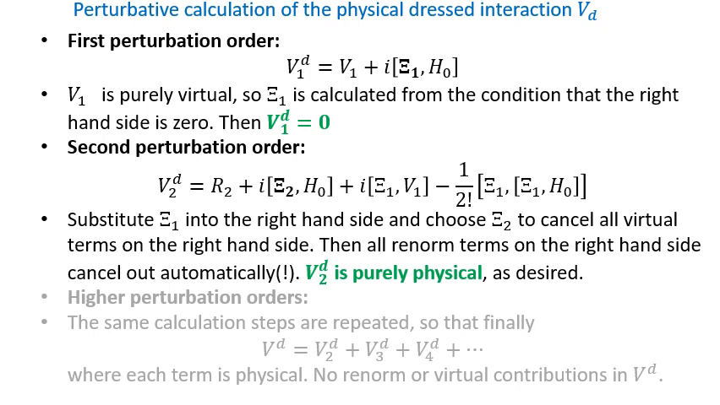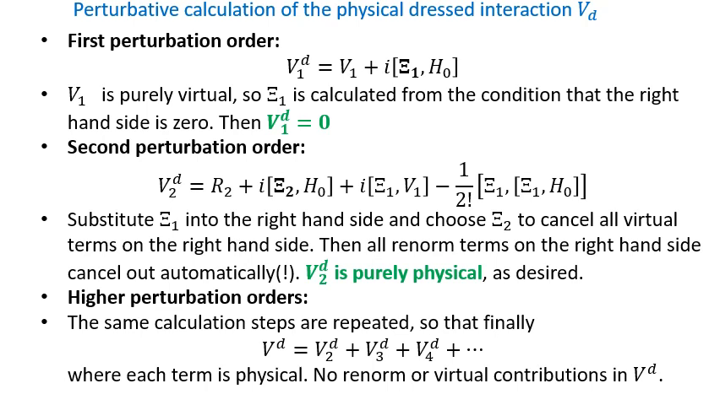So we choose Xi2 to cancel all virtual terms on the right-hand side. And it is remarkable that renorm terms, in particular R2, cancel out automatically without any special efforts on our part. As a result, we obtain a physical operator V2D as desired. We can execute the same plan in higher orders and obtain dressed interaction as a perturbation series, where all terms are physical, well-defined, and finite.